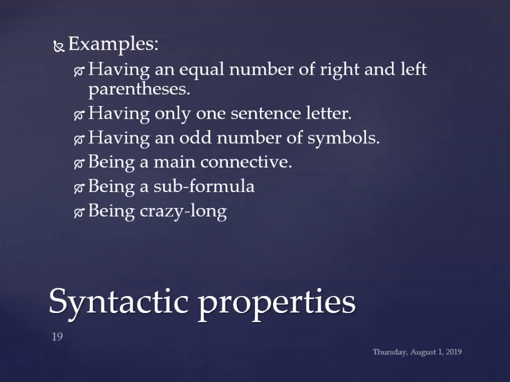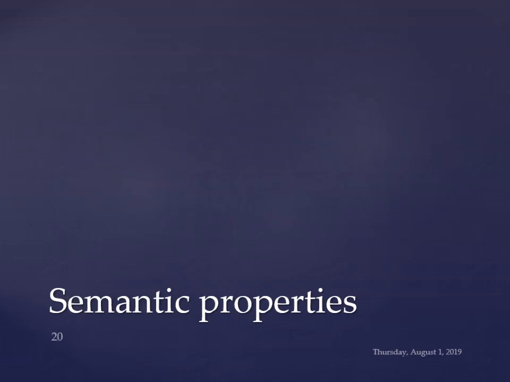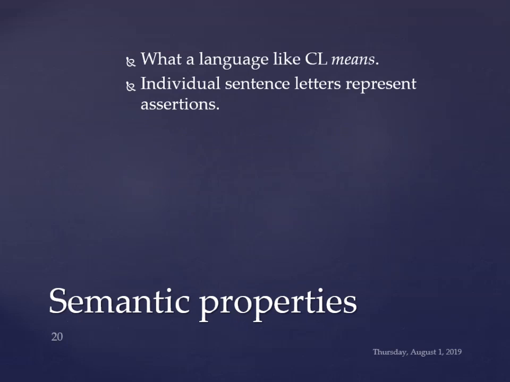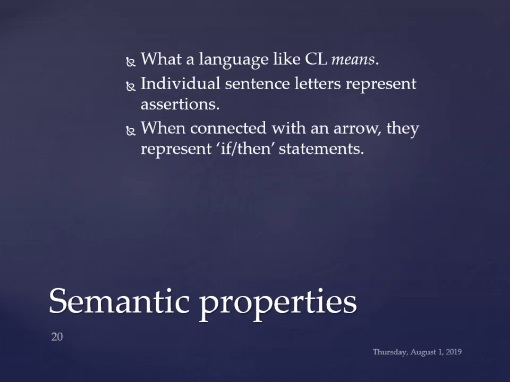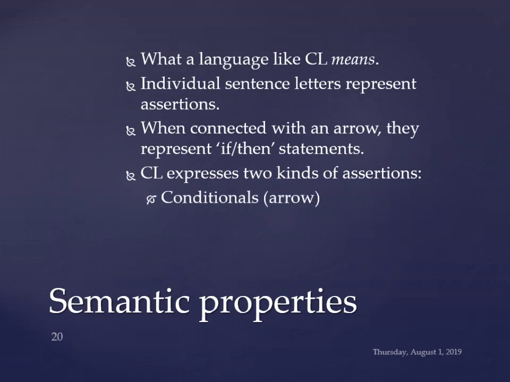By contrast, semantic properties. These determine what a language like CL means. So individual sentence letters represent assertions or singular statements. They can be true or false, and then when they're connected with the arrow, they represent if-then statements. Okay. So CL expresses 2 kinds of assertions. You have your conditionals, those are with the arrow, and then atomic sentences with no arrow.